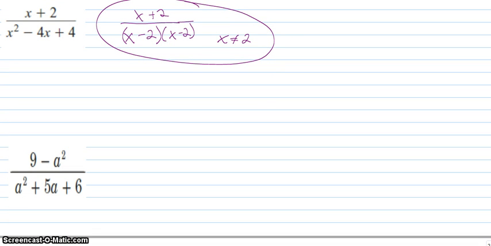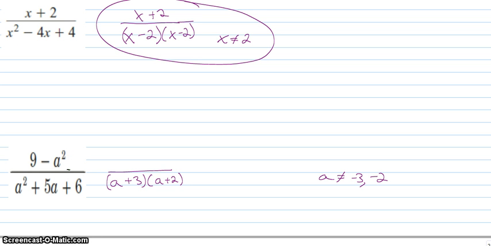In this next one, let's look at the denominator first. So I need a product of 6 and a sum of 5. So I know that's going to be 3 and 2. My excluded values are negative 3 and negative 2, as both of those would get me a denominator of 0.